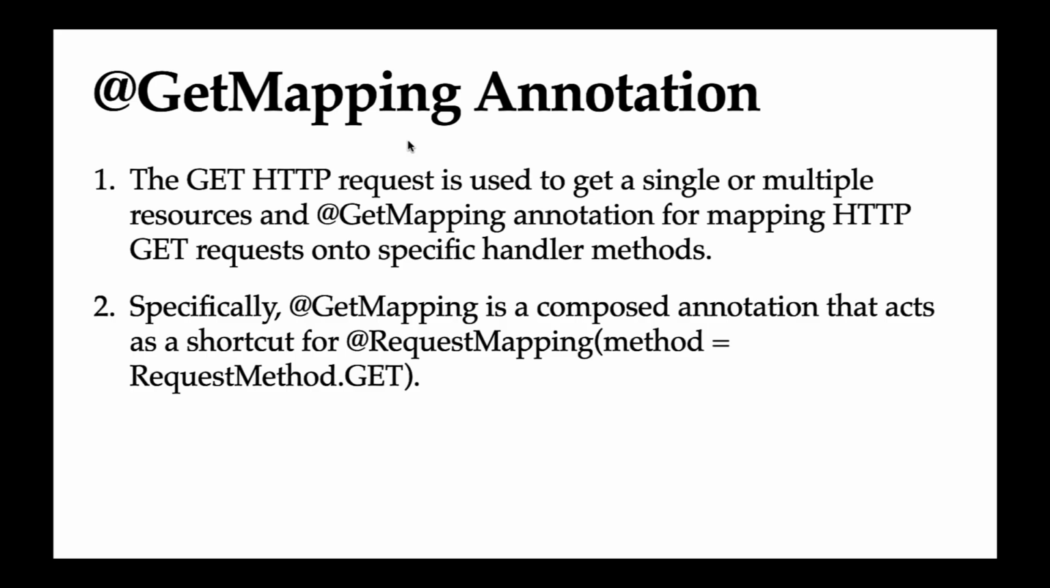Hi everyone, welcome back. In this lecture, let us quickly take a look at the @GetMapping annotation. The HTTP GET request is used to get a single or multiple resources, and the @GetMapping annotation is used for mapping incoming HTTP GET requests to a specific handler method. Specifically, @GetMapping is a composed annotation that acts as a shortcut for the @RequestMapping annotation plus the HTTP GET method. Next, let us understand more about the @GetMapping annotation with an example.